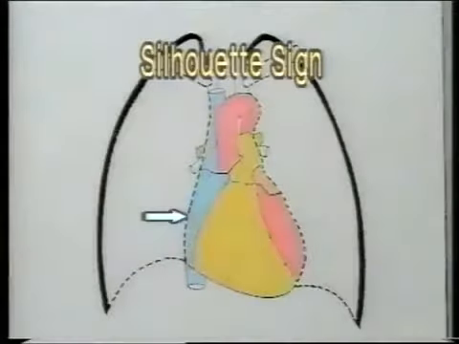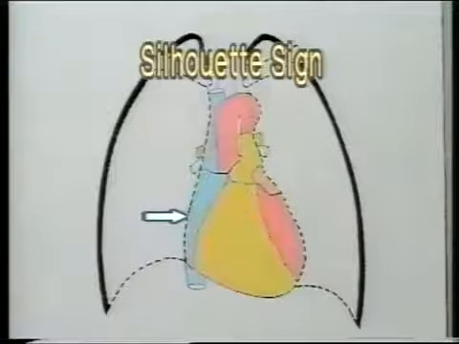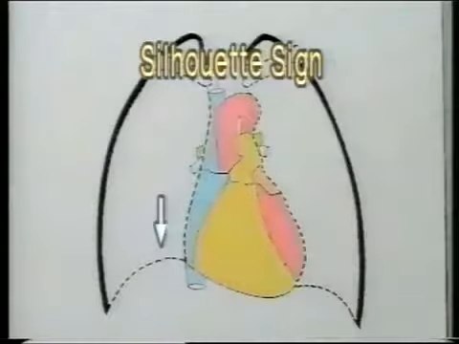The right heart border is also anterior. So if a consolidation obliterates it, it is in the right middle lobe. If not, it is in the right lower lobe. The domes of the diaphragm are in contact with the lower lobe. So if a consolidation obliterates it, it is in the lower lobe. Otherwise, it's in the middle or lingular lobe.